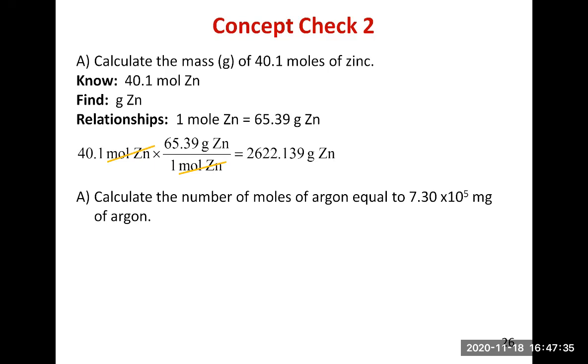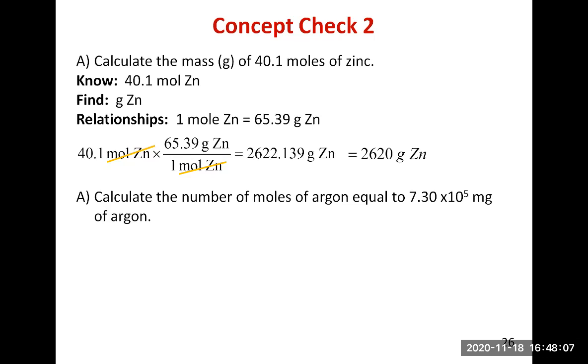So you do 40.1 multiplied by 65.39, and that's 2,622.139 grams of zinc. That's the calculator answer. Because we have 3 sig figs in the given amount, we want to keep 3 sig figs. And so that's going to be rounded to 2,620. Because what comes after the 2 is another 2, so you keep the 2, 0, 2.